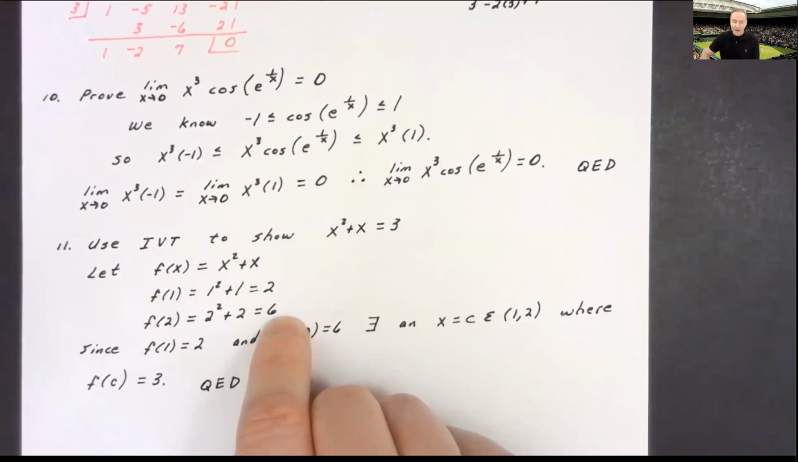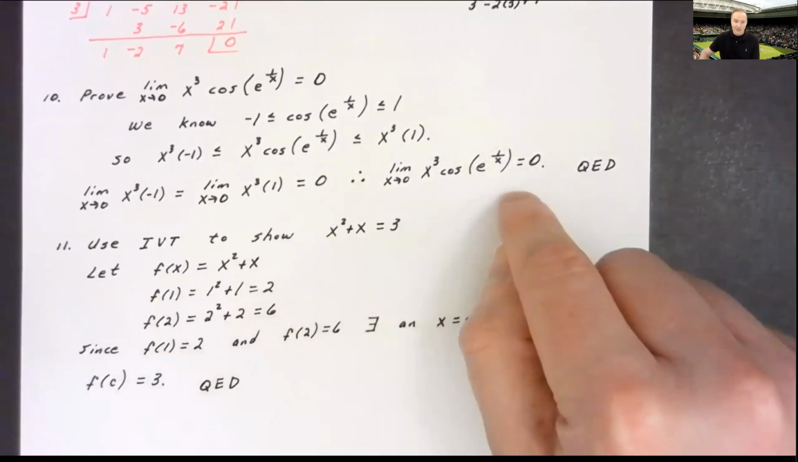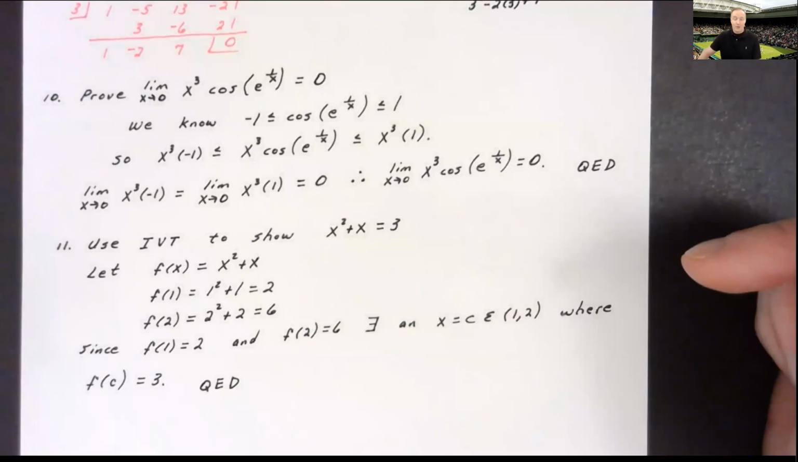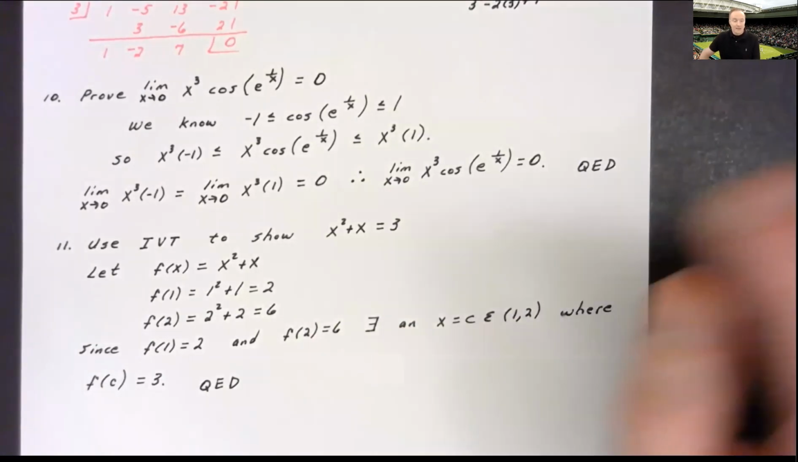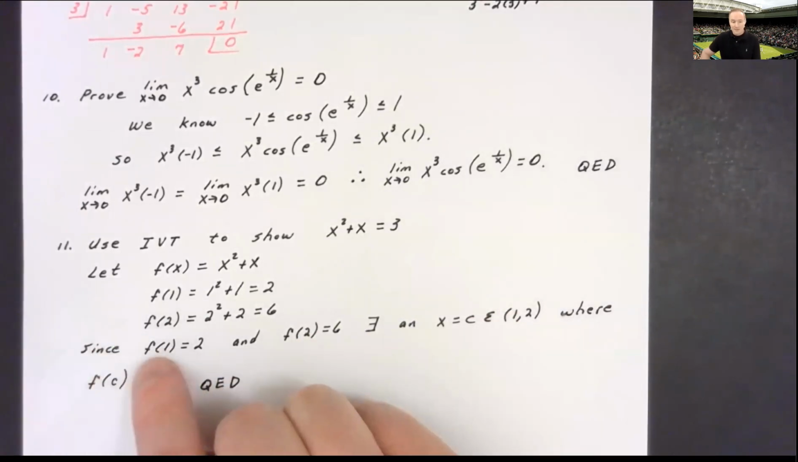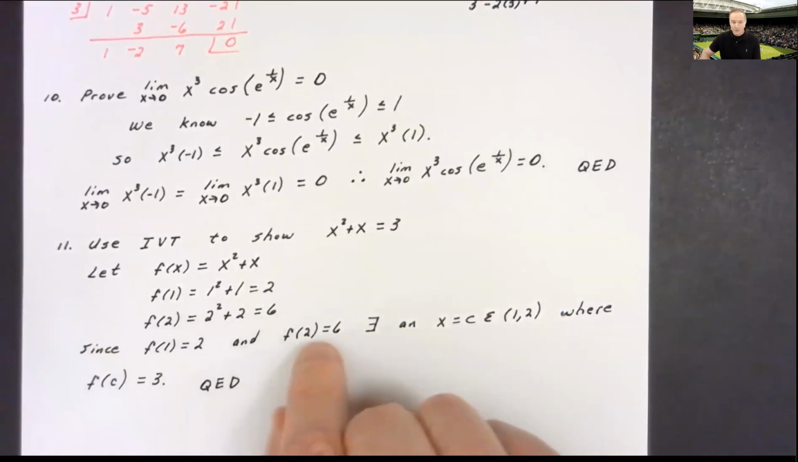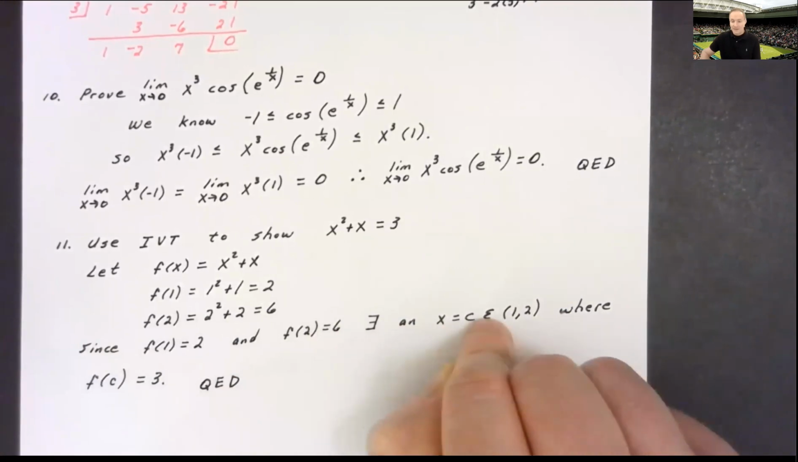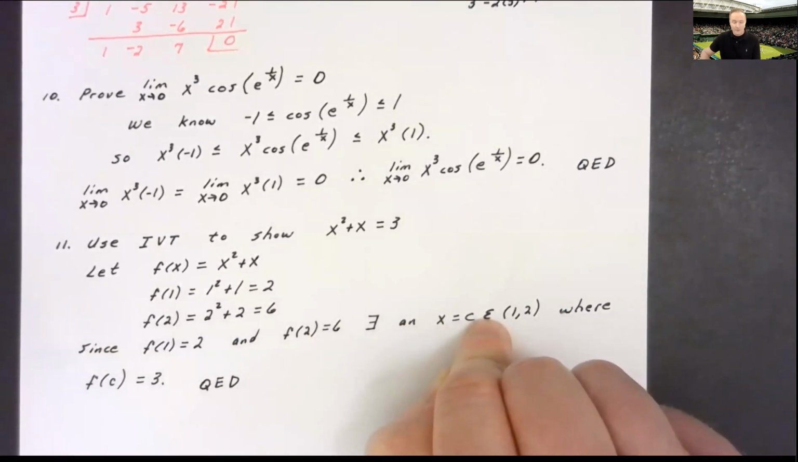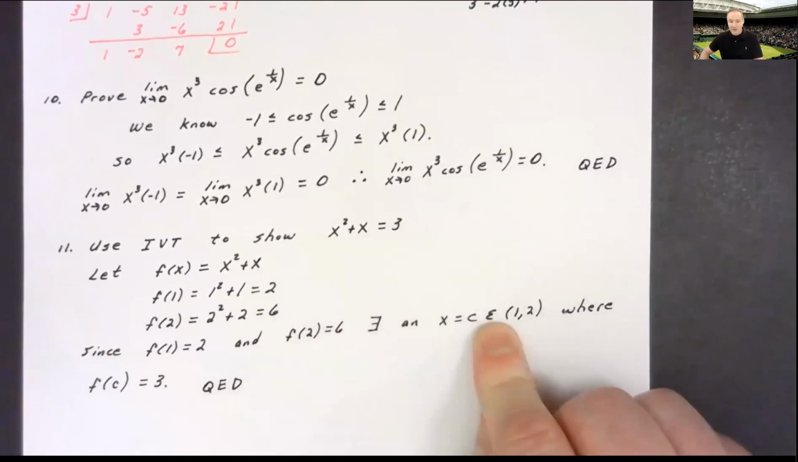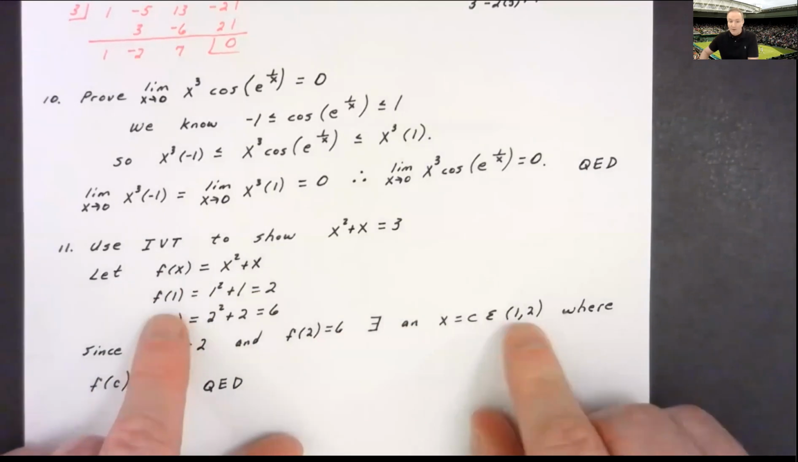Since the y values moved from 2 to 6 as x went from 1 to 2, I know there's some value of x between 1 and 2 where the y value is 3. Now, technically, the way that the intermediate value theorem is worded, you're supposed to say, since f of 1 is 2 and f of 2 is 6, there exists an x equals c. The value of c is just the successful value of x. There exists an x value c belonging to the set of numbers between 1 and 2.